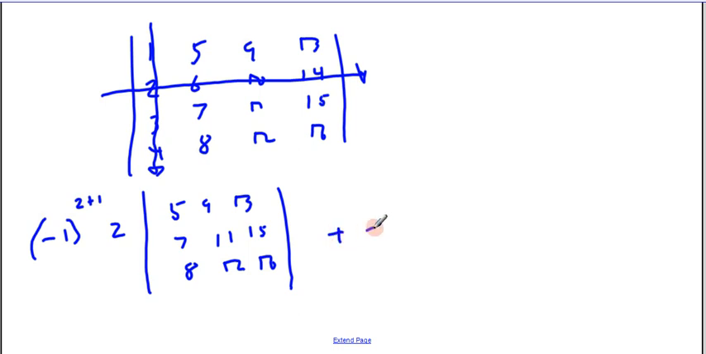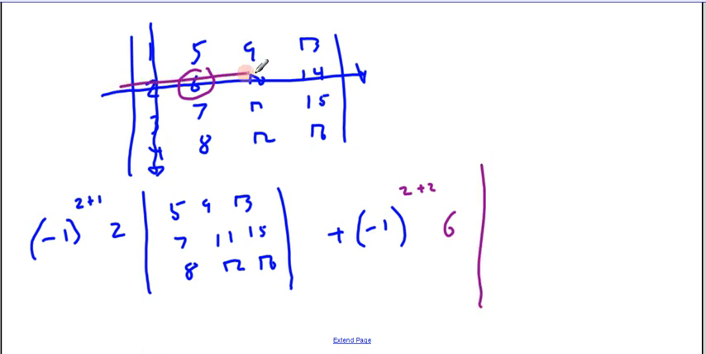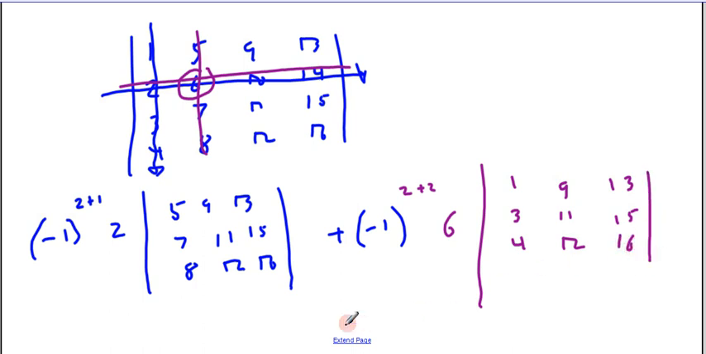Plus minus 1 to the row and column of that 6, so that's second row, second column, times 6, times the determinant of everything left over when I take those out: 1, 3, 4, 9, 11, 12, 13, 15, 16.